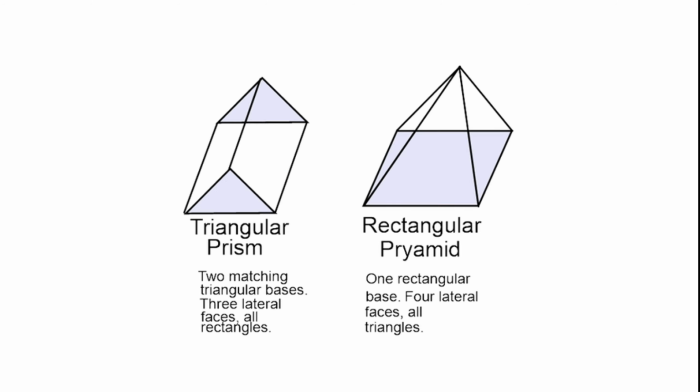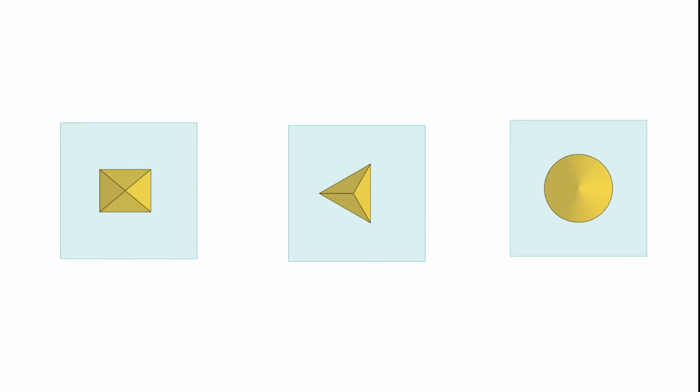It is important to distinguish between a triangular prism and a pyramid, where a triangular prism has two triangles with rectangles between them, while a pyramid has a polygon and a single point with triangles between them.